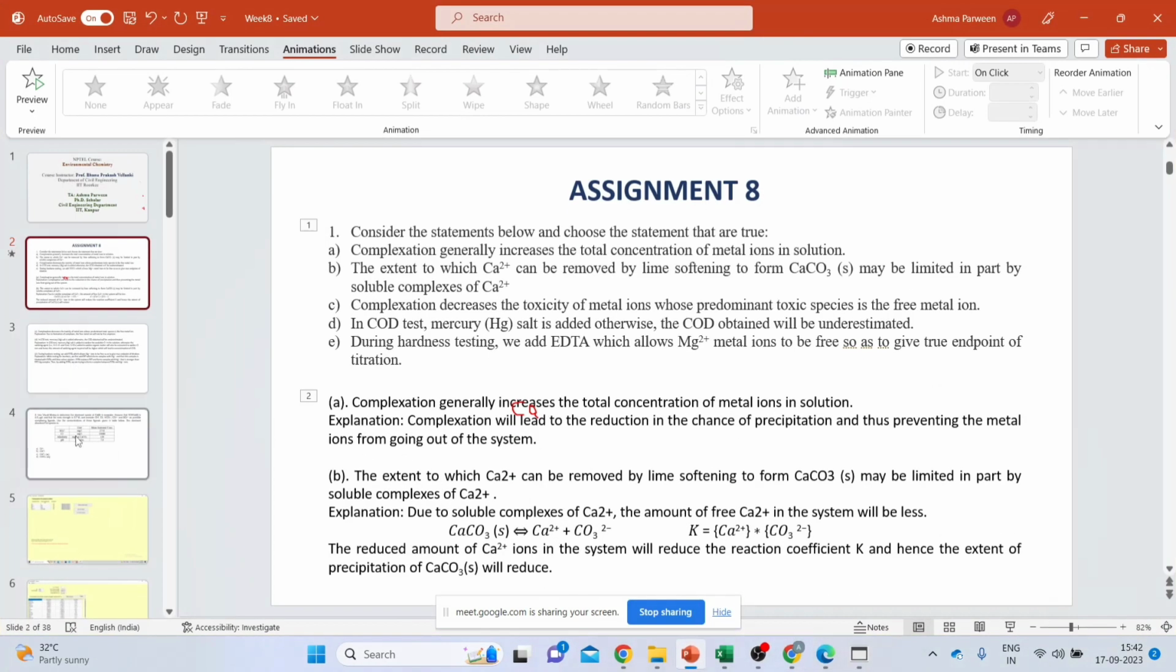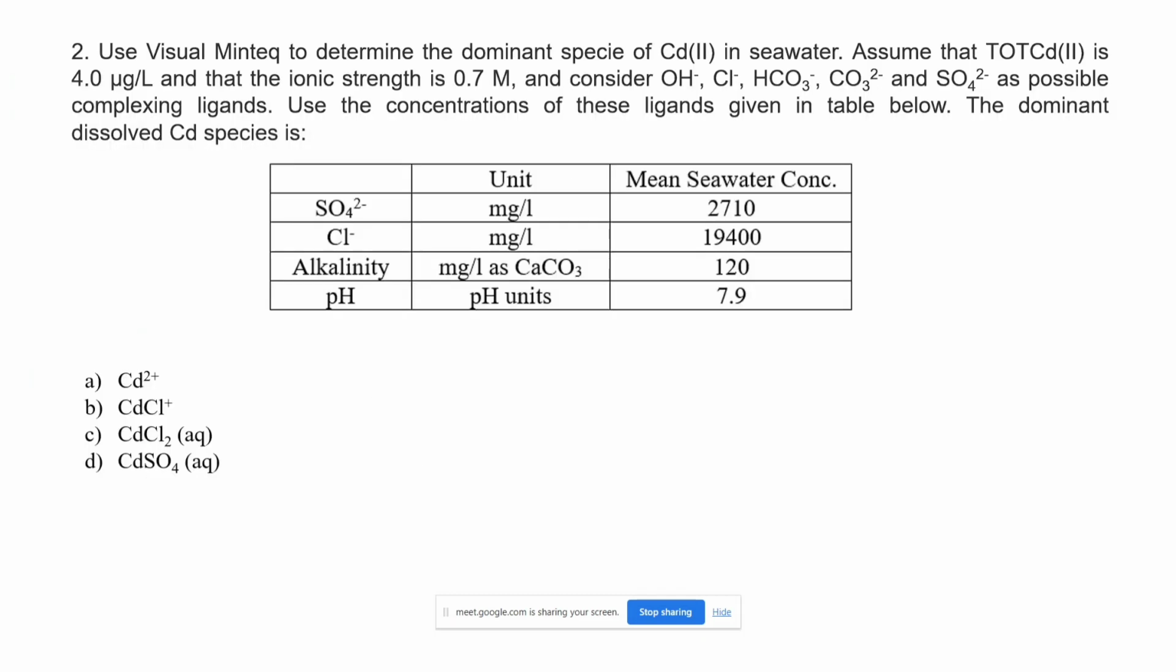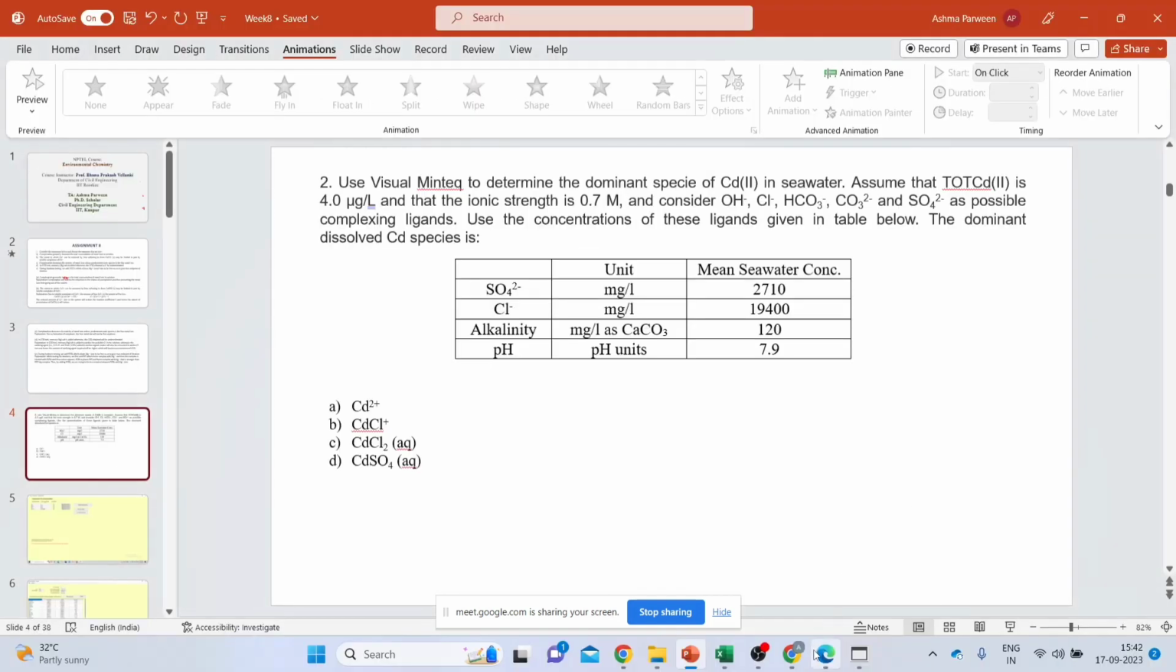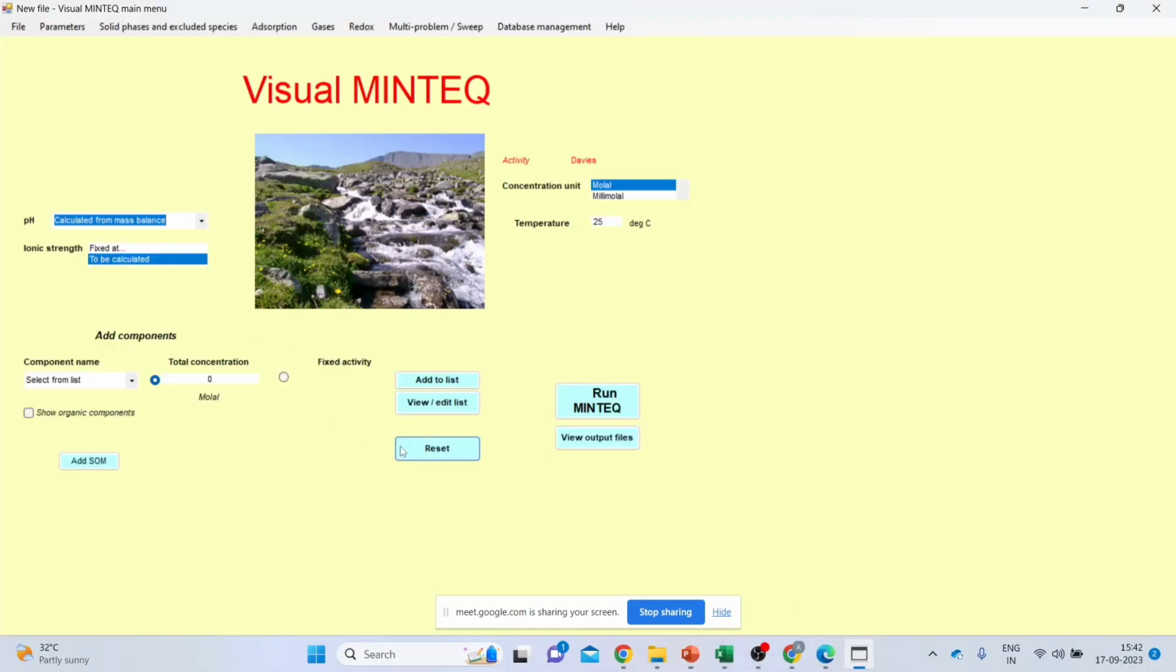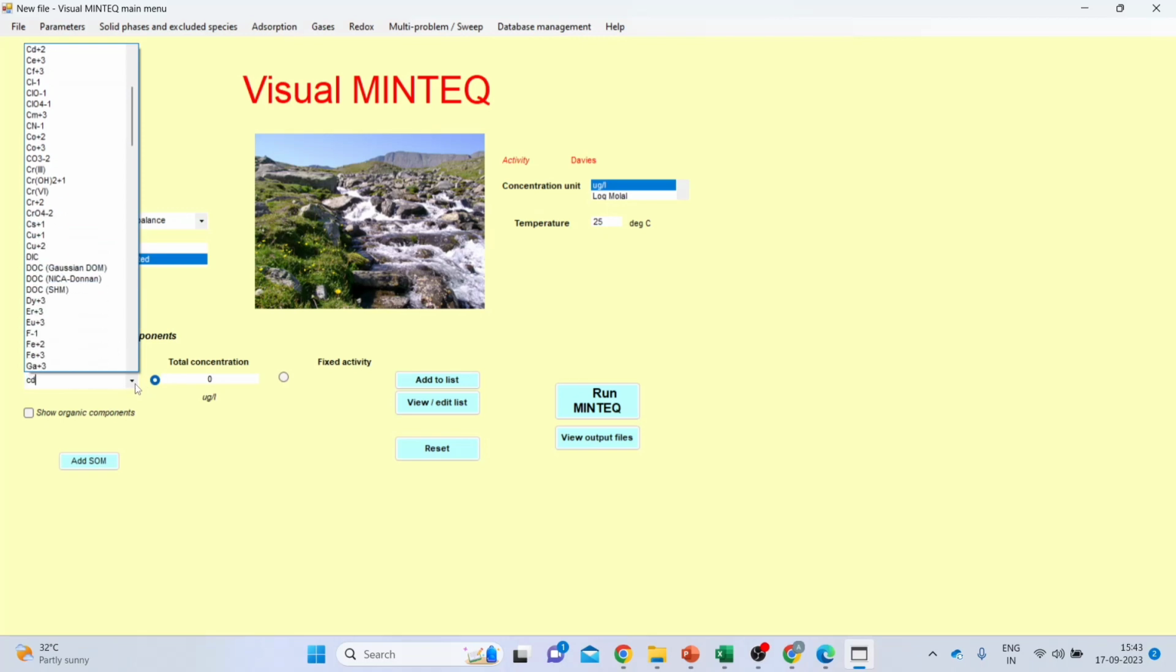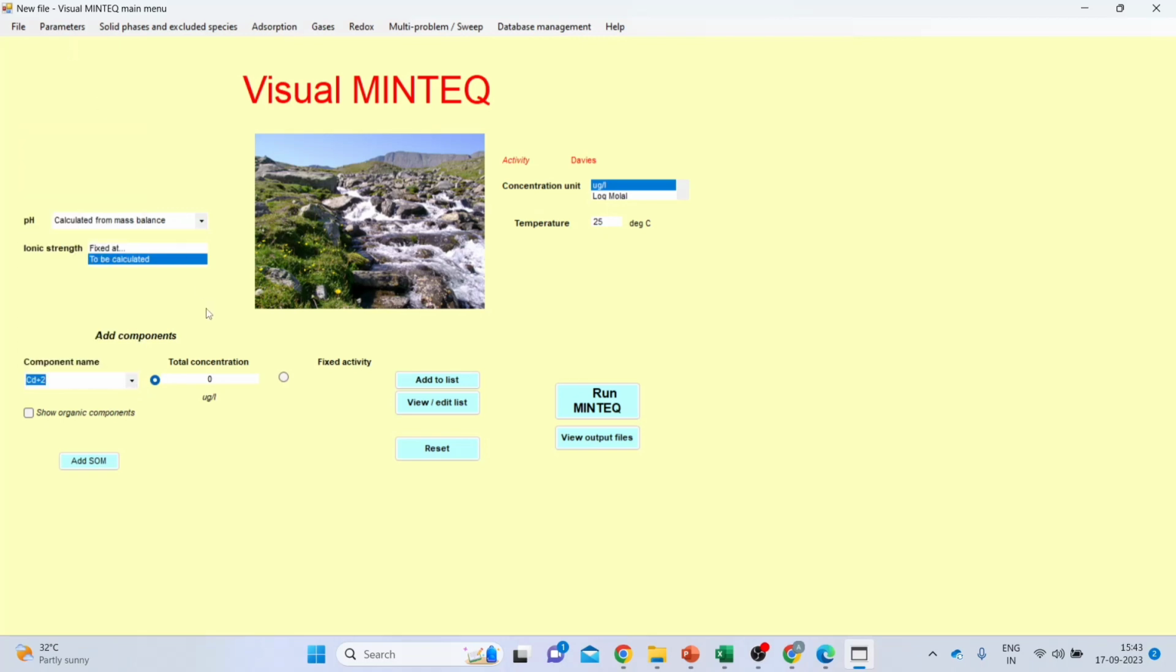So let's see what the question was. The question is that total cadmium is 4 micrograms per liter. Let's go to Visual MINTEQ. I am open. Let's first reset this. So first let's add cadmium, that was in micrograms per liter. We will add cadmium, that is Cd2+. Cadmium is 4 micrograms per liter, so we will add 4. We will add it to the list.